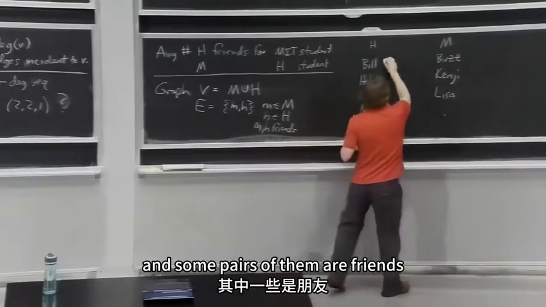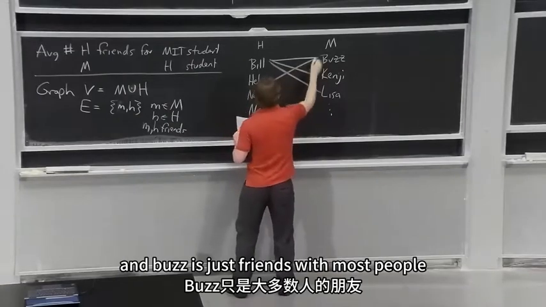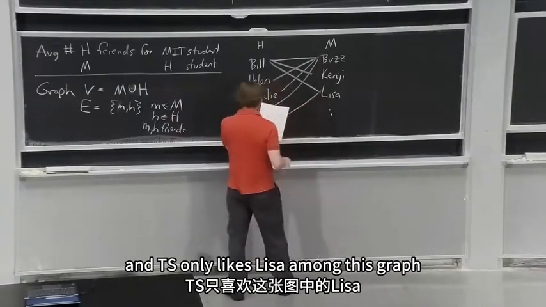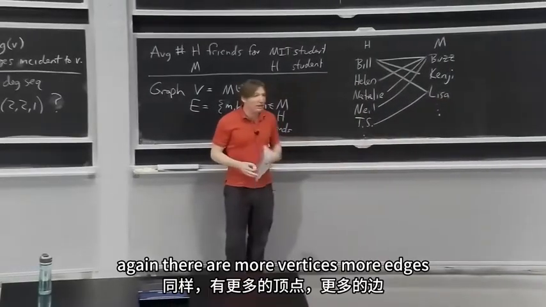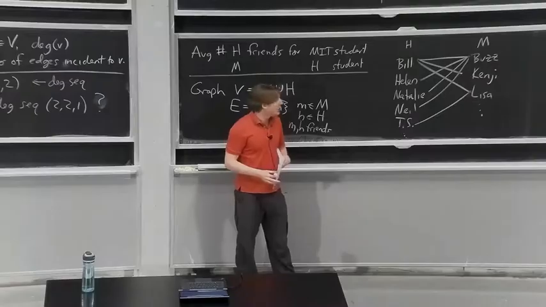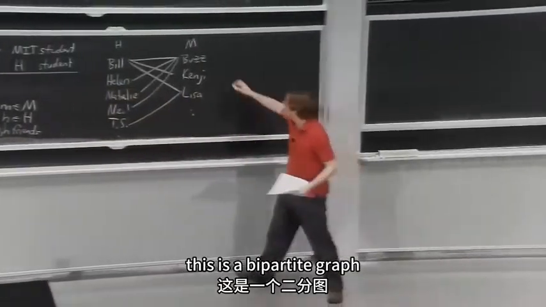And some pairs of them are friends. Maybe these are friends, and these are friends. And Buzz is just friends with most people, and TS only likes Lisa among this graph. Some pairs of them are friends. Here's our graph. Again, there are more vertices, more edges, but here's an example of our graph. And this graph has a special property called bipartite. This is a bipartite graph.